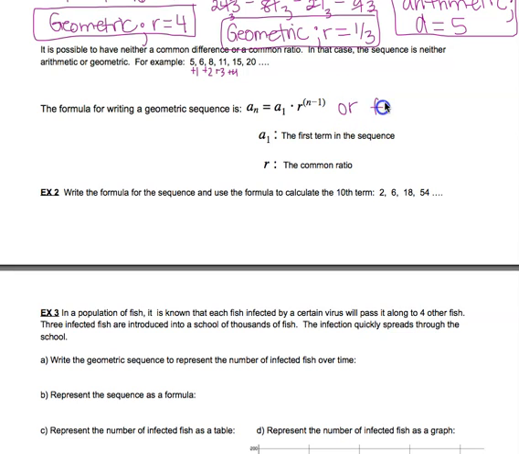Remember that this is the same thing in function notation as writing it like this. So these mean the same thing, f of n or a sub n. Again, a sub 1 is the first term in the sequence, r is your common ratio.